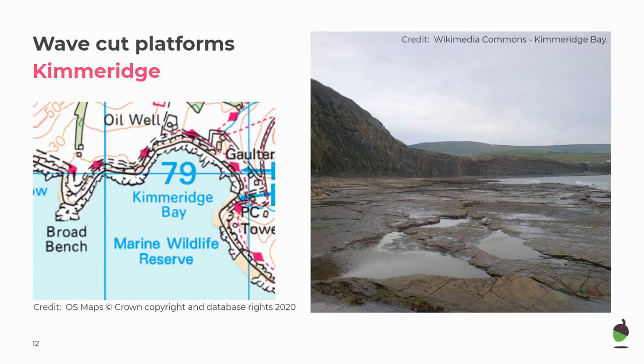So we've got on the screen a wave-cut platform at Kimmeridge. You can see the steep cliffs at the back, but in the front of the picture, there is a wide, flat, rocky area. That's the wave-cut platform. When we have a look at it on the map, you can see that it is shown by the white wiggly lines running around the coast. Here they are. So this is the wave-cut platform all the way around the outside of Kimmeridge Bay.